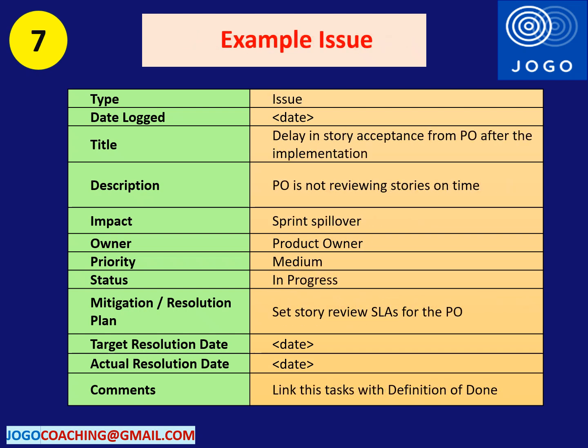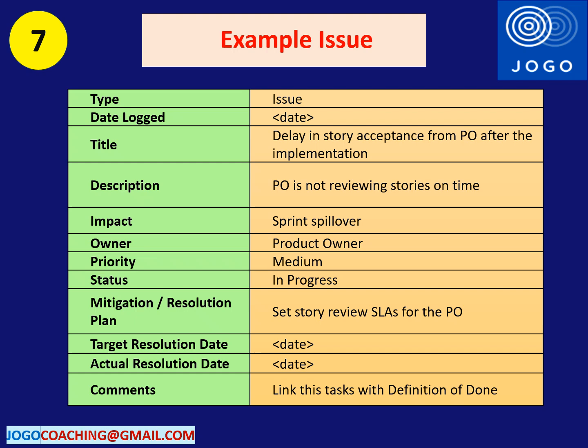The seventh example from the project is related to an issue. Story acceptance is delayed by the product owner. This is an issue for the development team. Because of this issue, team will not be able to complete the sprint goal, which will lead to sprint spillover. Product owner should take action for this issue.